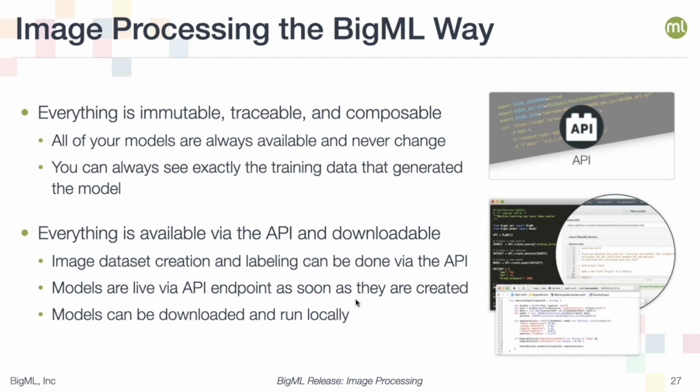Our UI is built on top of our API. And so anything that you see us doing in the UI, you could also do yourself with different graphics or a different interface. You can always rebuild those interactions using our API. Models are live, as I showed, via API endpoint immediately after they're created. So productionizing a model is trivial, it's already done for you after you train the model.